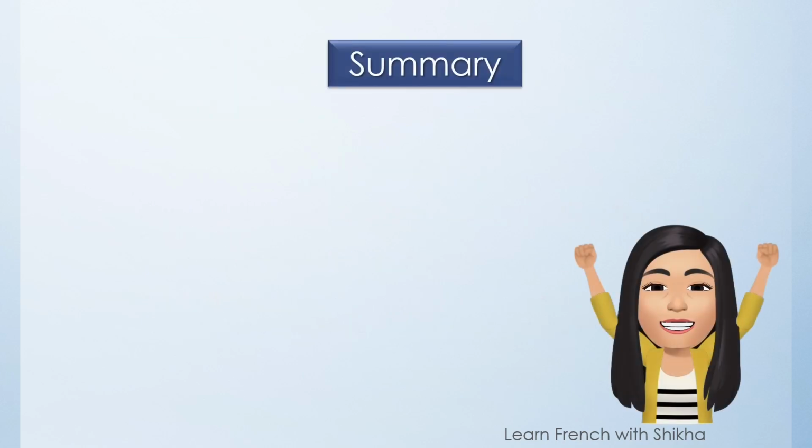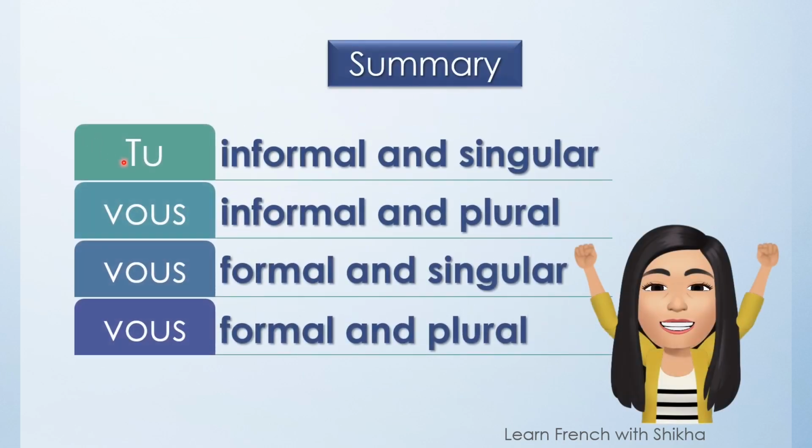So now sum it together. Tu is used as informal and singular. If we want to use formal and singular, we are going to use vous, formal and singular. And in the plural form, vous can be used as informal or formal both.